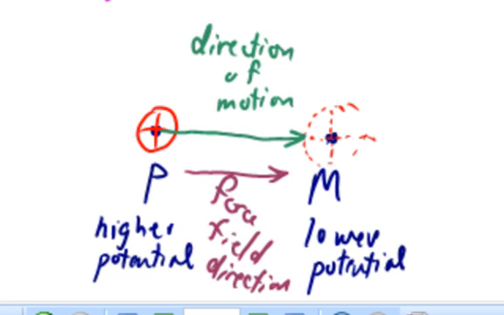Now, while I can't compute numerically what the magnitude of the work is using the force times distance formula, I can say that if the direction that the charge moves and the direction of the force are in the same direction, then the work that's done by that force has to be positive. So in this case, the amount of work that's done by the electric field is a positive number, and it's going to be 0.225 joules.